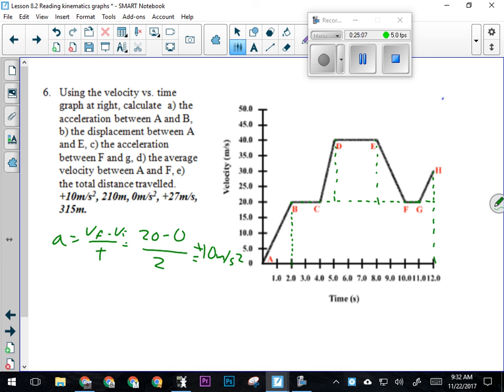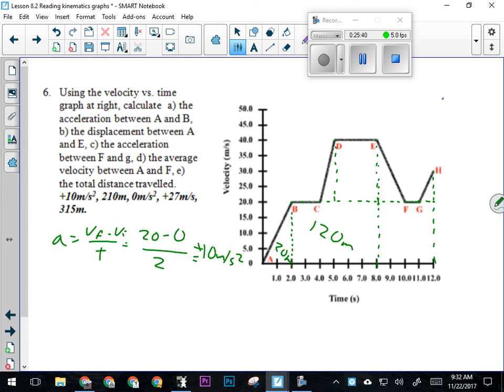For part B, it wants to know the displacement between A and E. So between A and E would just mean that I would cut off right there instead of going all the way. To calculate that, I've got this triangle here that's base times height over 2, so 20 times 2 is 40, over 2 is 20. I'll have this big rectangle here that goes from 2 to 8, so it's 6 on the base, and it's 20 high. So it's 120 meters.